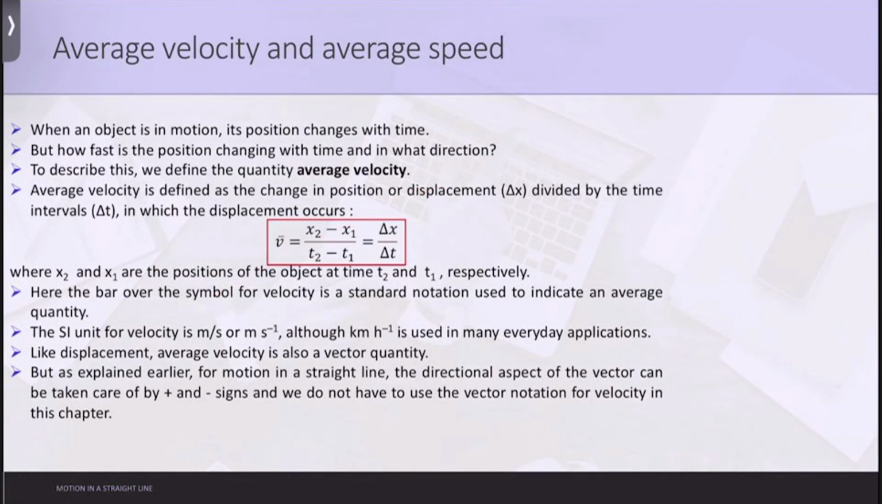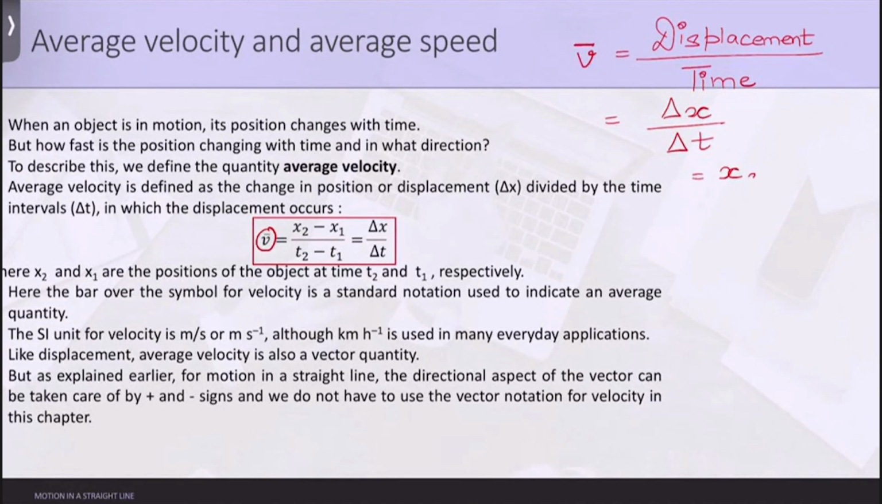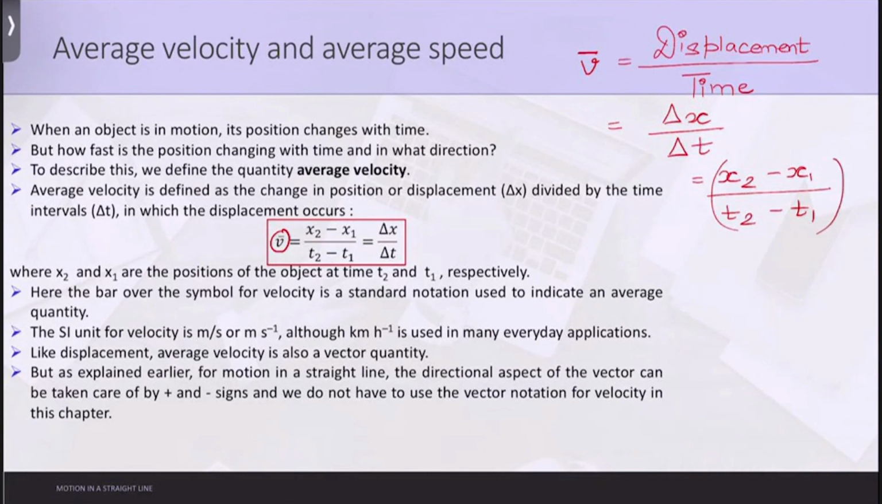You can see the denotation of average velocity also. Average velocity is written as v bar. So v bar is nothing but your displacement upon time. This can also be written as delta x upon delta t, which can also be written as final minus initial position upon final minus initial time, that is (x2 - x1) upon (t2 - t1). Generally t1 is taken as 0, but let us see. So this is the general description, where x2 and x1 are the positions of the object at times t2 and t1 respectively.